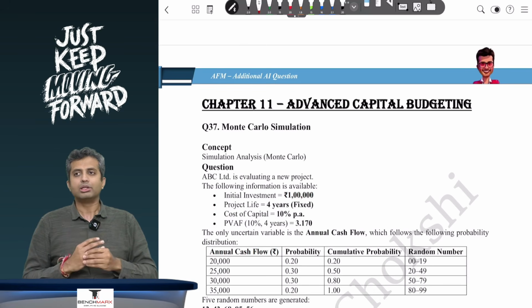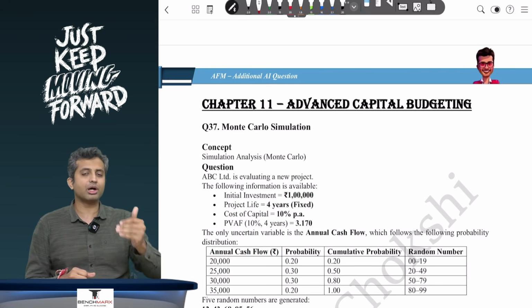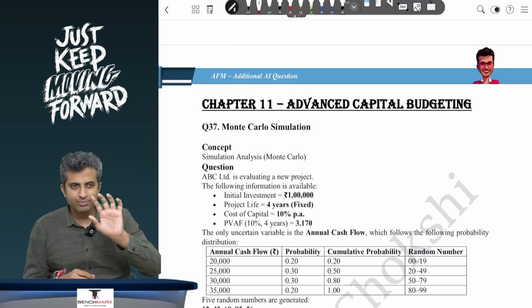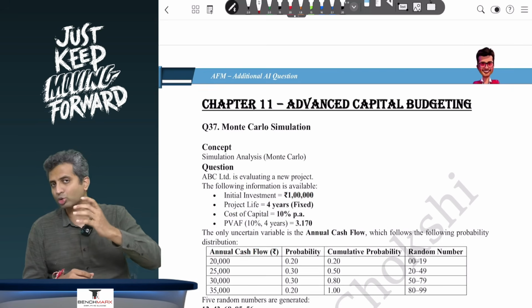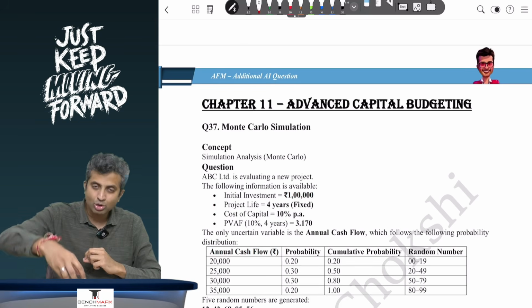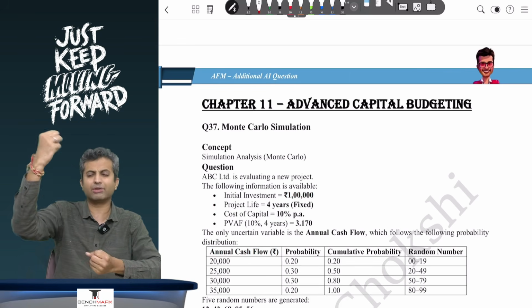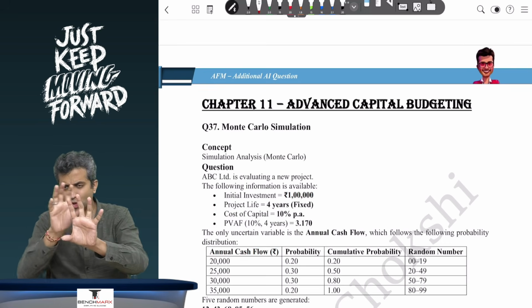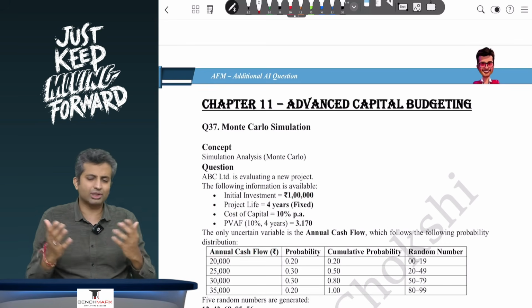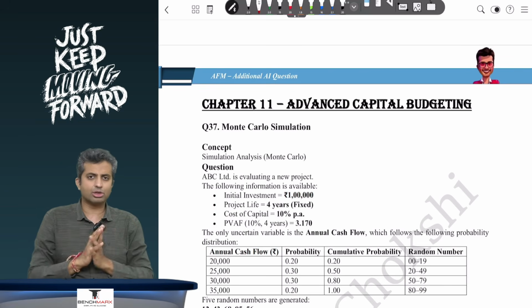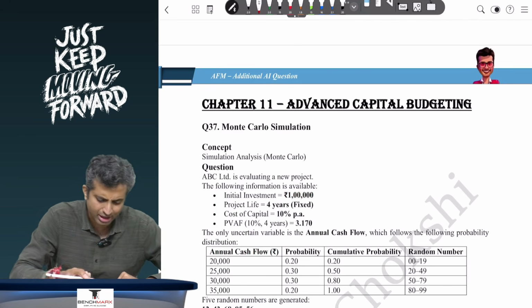looked at. So you only need to know that if a simulation question is asked, you will have to assign a random number to your important variable, and then based on the random number, it's like a lucky draw, whatever is drawn out, you will find it is associated with, let's say, a cash flow or life. Sir, we'll do that in a numerical set.